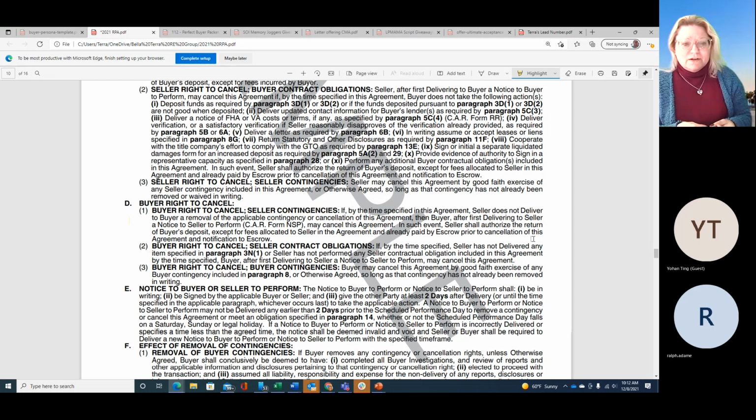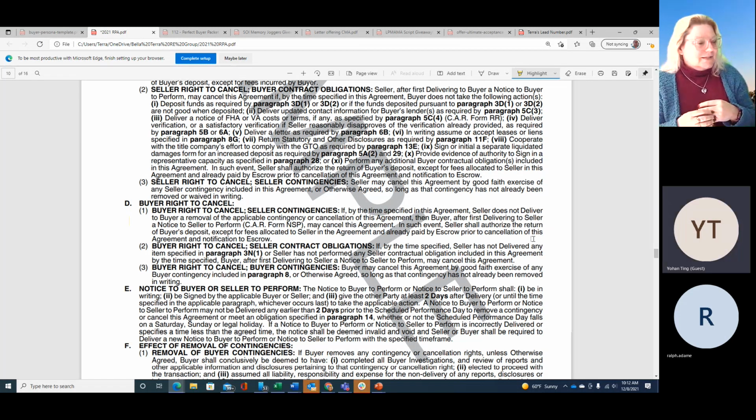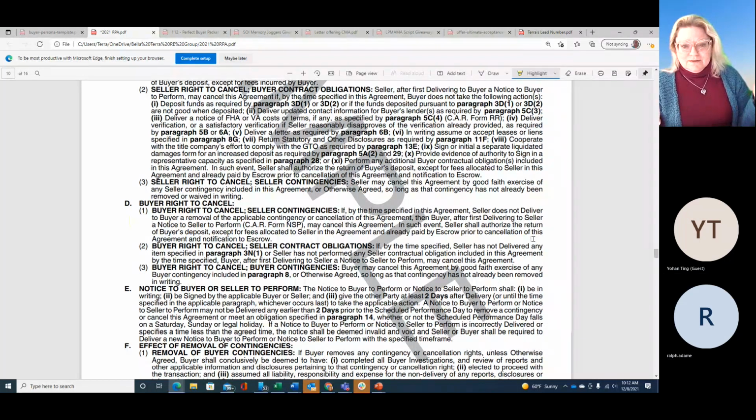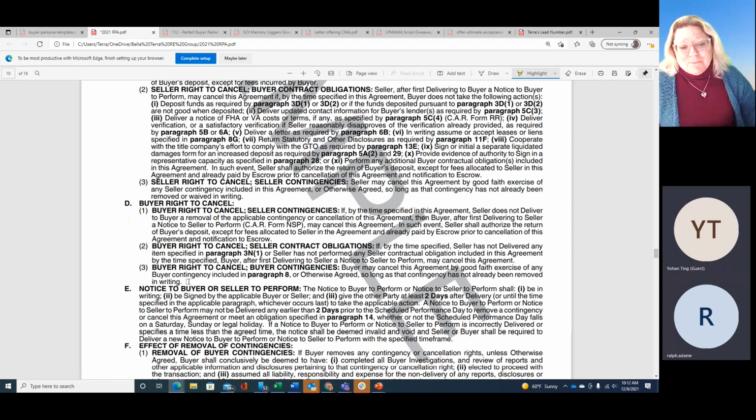The buyer's right to cancel buyer contingencies. The buyer may cancel this agreement by good faith exercise of any buyer contingency included in paragraph 8 or otherwise agreed, so long as that contingency has not already been removed in writing. So this is where you definitely want to keep some contingency open, right up to that 17th day and possibly even longer if those documents weren't delivered in a timely manner, because they need some way out just in case. That's you protecting your buyer.